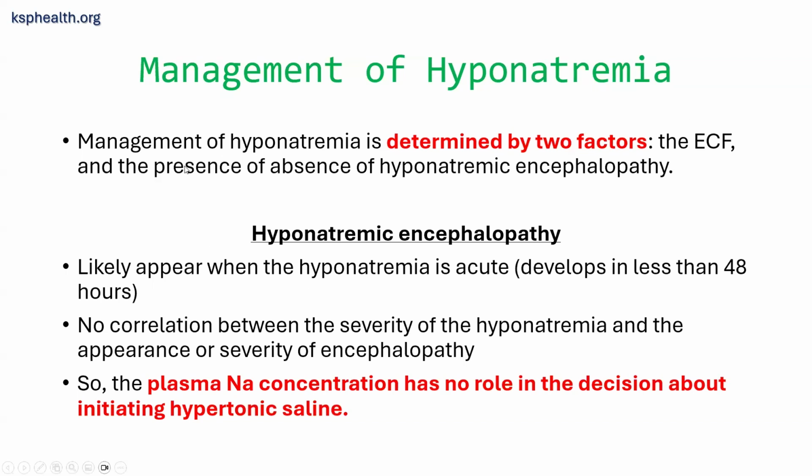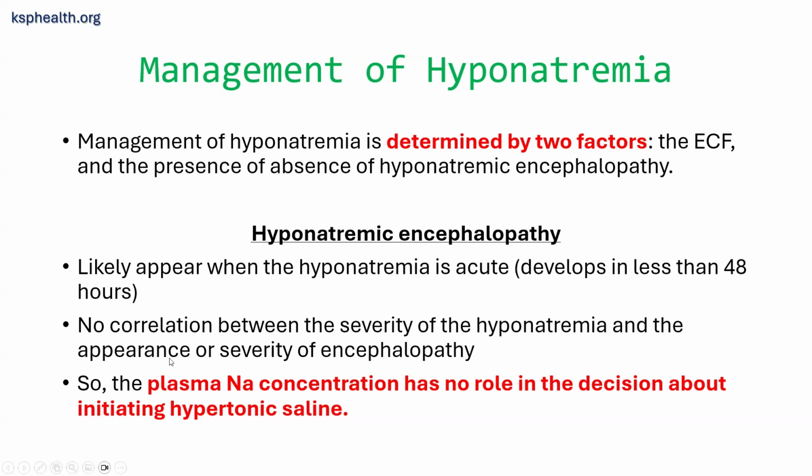The other important thing is hyponatremic encephalopathy. It likely appears when the hyponatremia is acute. That means when it develops in less than 48 hours. 48 hours is the real cutoff point, because the acclimatization happens within the neurons. The maximum effect happens within 48 hours. Usually acute happens within 48 hours, and anything beyond 48 hours, we call chronic.